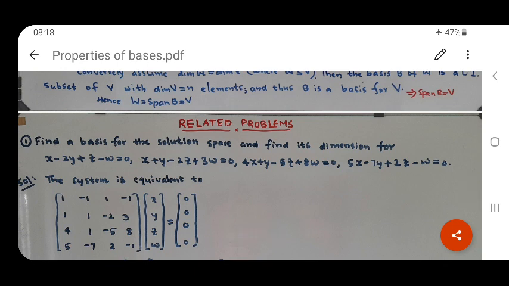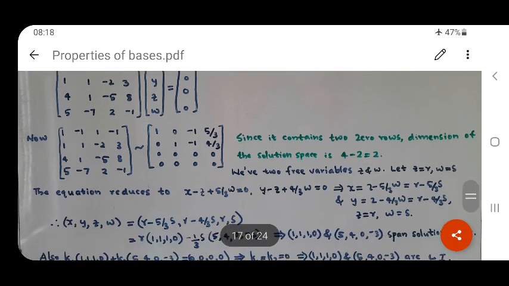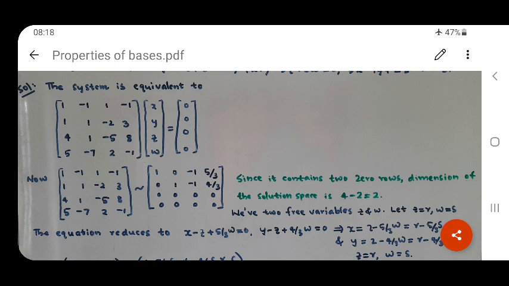And we will discuss certain problems. Find a basis for the solution space of this given set of homogeneous equations. So, solving the system by any of the methods, I have reduced it through matrix transformation. So we have the echelon form. We have 2 zero rows, which means there are 2 free variables. So the dimension is the number of unknowns minus the number of free variables, that is 4 minus 2.